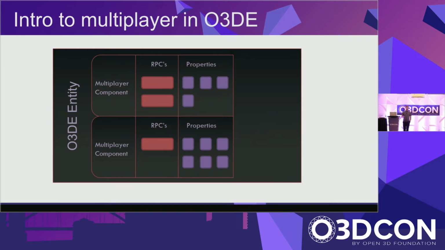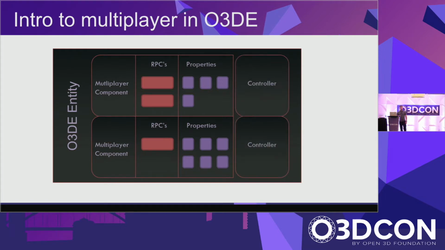Now these multiplayer components have 0 or more remote procedure calls and network properties. And each component is typically responsible for some nugget or piece of functionality within the engine, right? So for actual examples, we have the network transform component in the engine. And the only responsibility for that is to replicate your entity's position, your transform, over the network to all the other hosts in the simulation, which is really important when you want everyone to see everything in the same place, right?